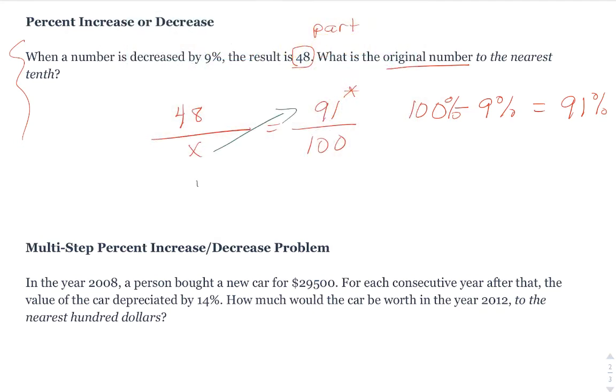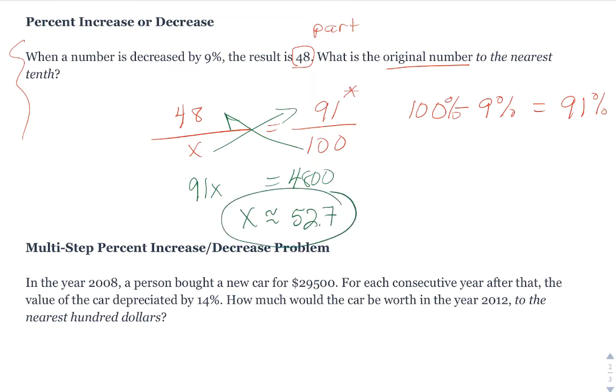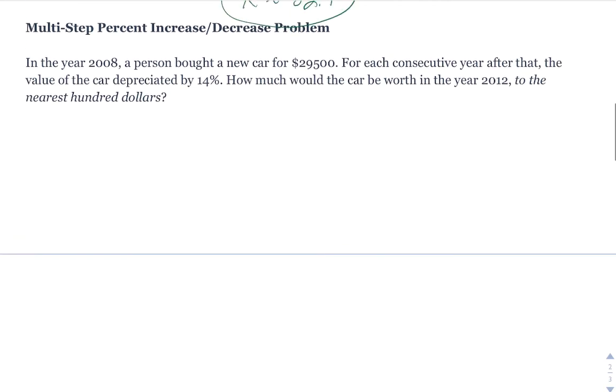So we have 91 times x and 48 times 100. And now we go ahead and divide both sides by 91. And to the nearest tenths place, we get 52 and 7/10. And if we go ahead and do 52 and 7/10 minus 9%, we get almost exactly 48 when we round it. Okay, now these were those multi-step percent increase and decrease problems.